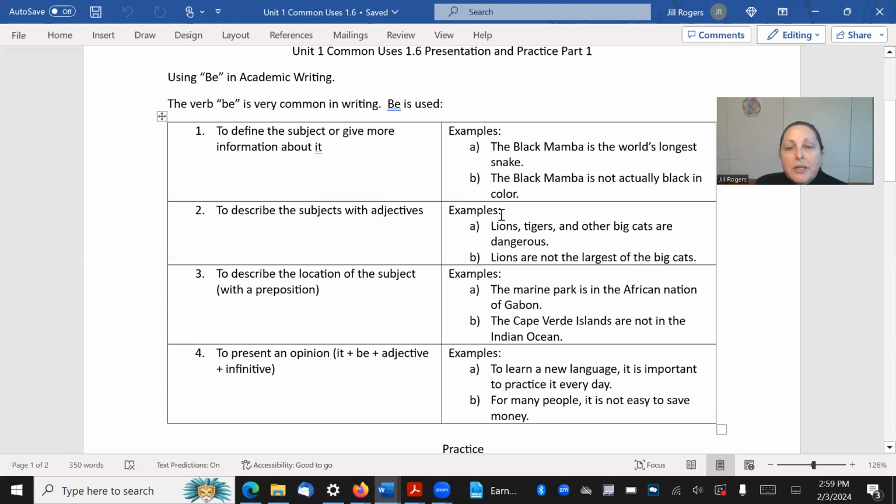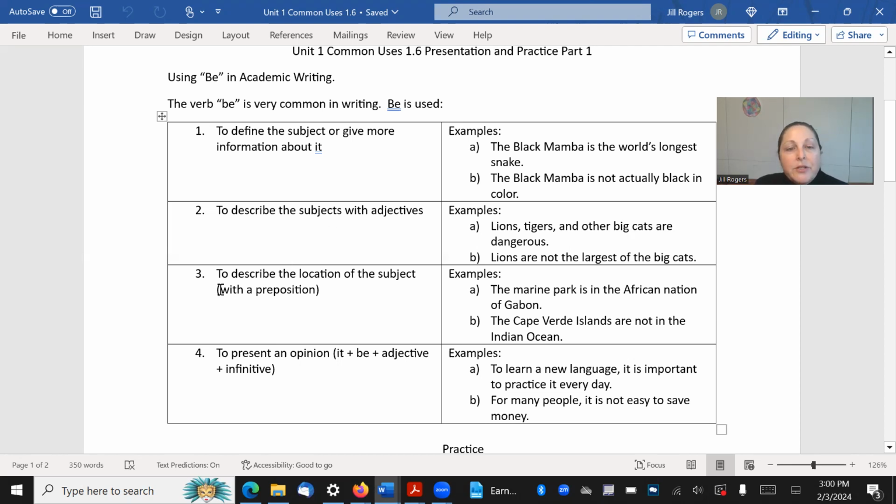So, for example, lions, tigers, and other big cats, so that's a plural. And here we have are dangerous. Okay, we see that. Also, it says lions are not the largest of the big cats. So here you see we have a plural and a plural again, and this is the plural negative form. And this is also present tense because it's giving information. Typically with giving information about things we use the present tense.